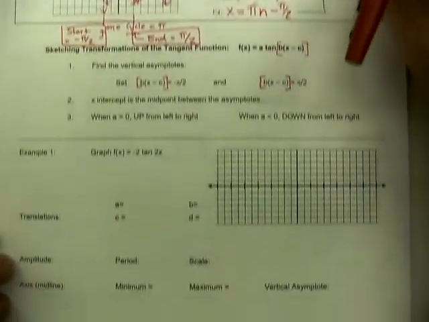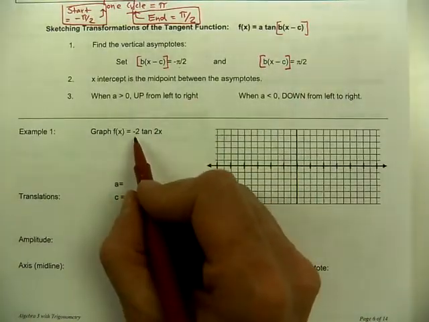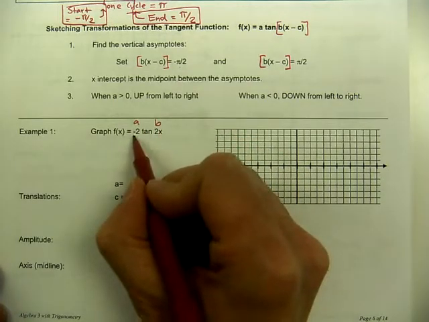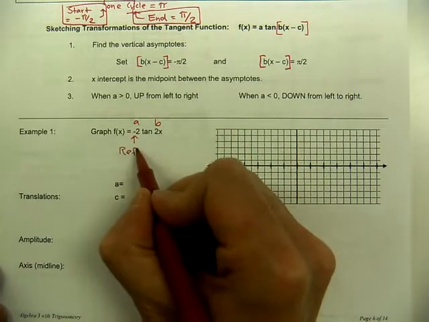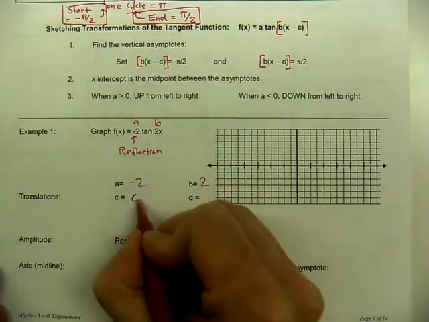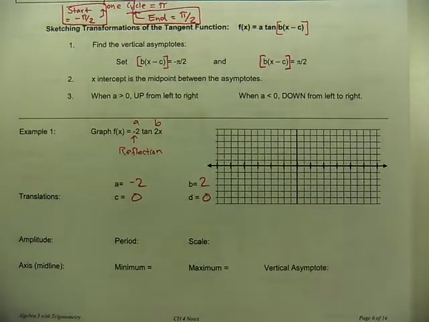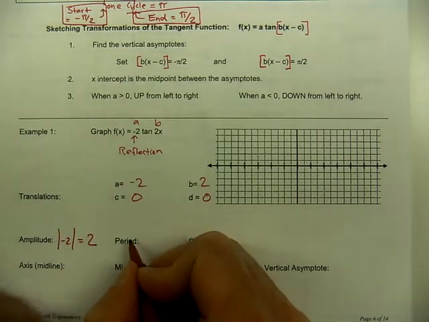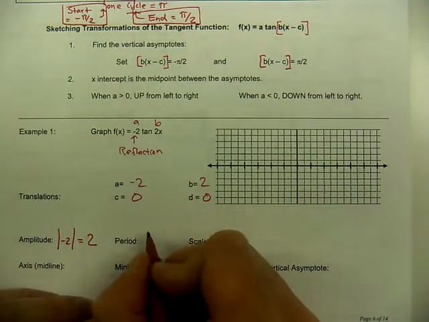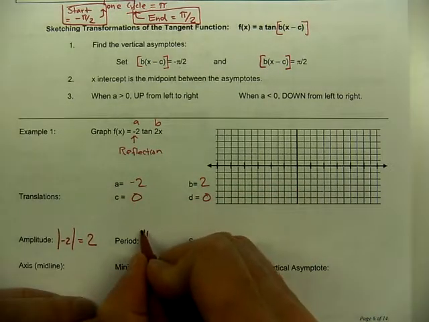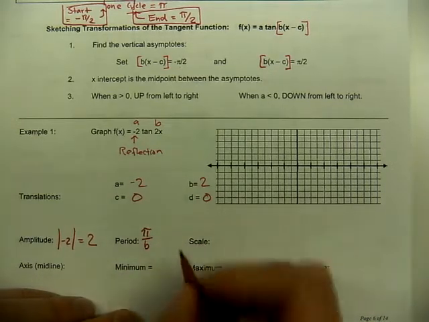All right, so let's take a look at example number 1. We're going to graph negative 2 times tangent of 2x. So this is the A, this is the B. Notice with the negative sign, we will have a reflection. So we'll see what happens here in a moment. No horizontal or vertical shift. So the amplitude, absolute value of A, that'll be a positive 2. The period, now remember, the period is pi, but it's going to be modified by the value of B. So it's pi over b. That's what we want to do to calculate this.